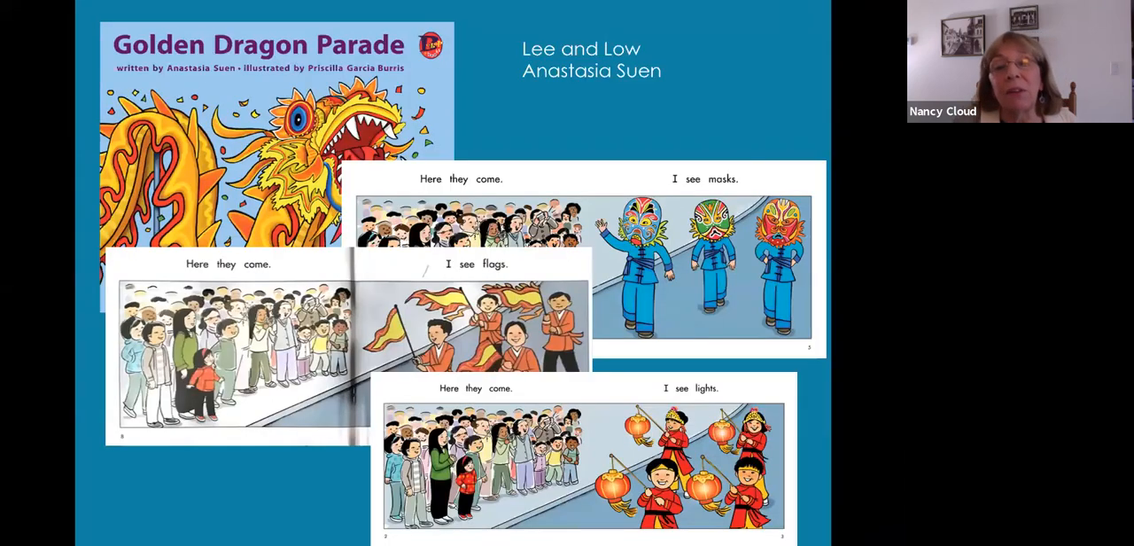And this is another Lee and Low title, but it's pattern text. Here they come, I see maps. Here they come, I see flags. Here they come, I see lights. But here you see that sometimes, unfortunately, everything is focused on New Year's celebrations, and we need to find books that are representing other experiences. It is an important holiday, but it's not the only thing that goes on in the community.